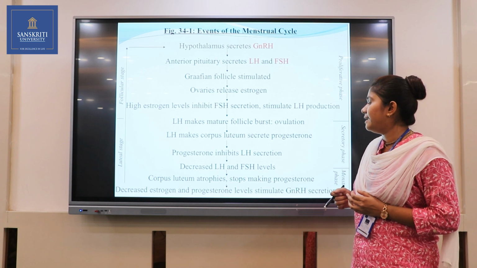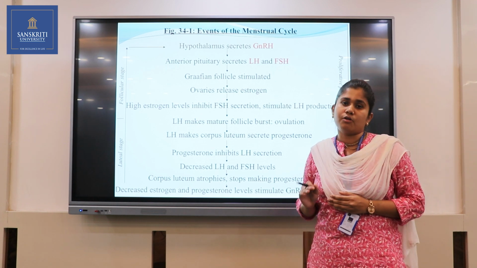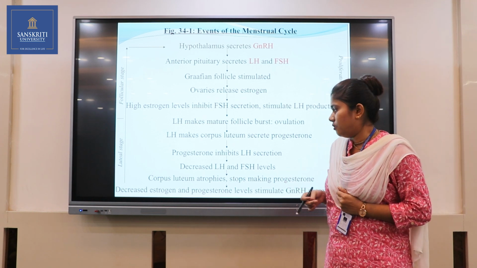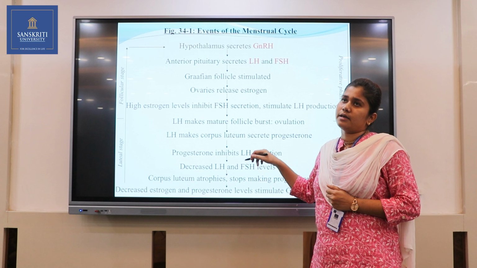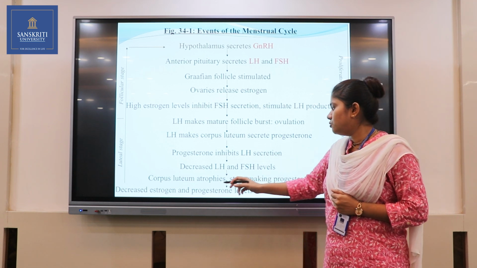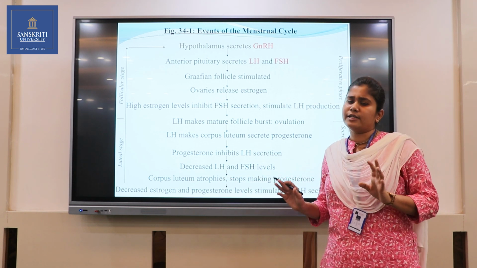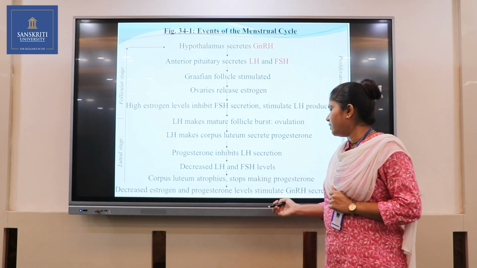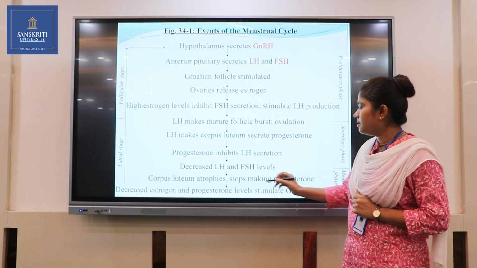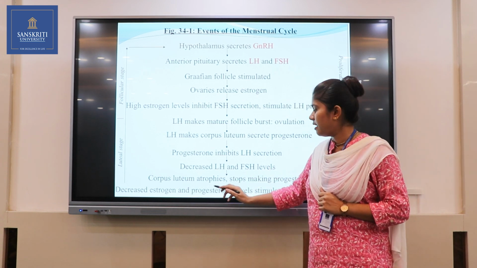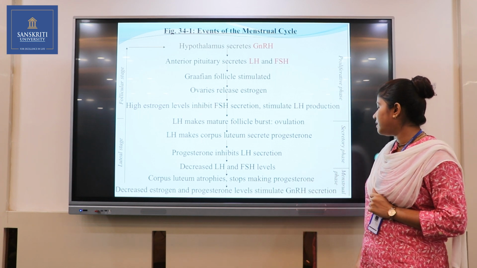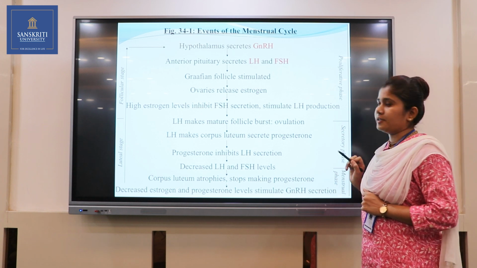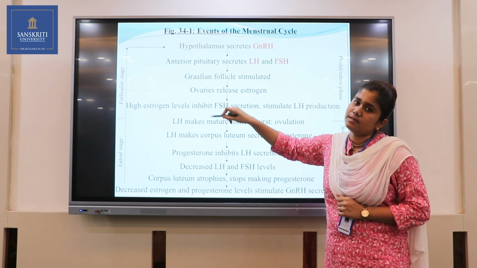Progesterone hormone inhibits the LH secretion, and the LH and FSH levels are decreased by the estrogen and progesterone. At this time the estrogen and progesterone are high. The corpus luteum atrophies when conception or fertilization does not occur, and it stops making progesterone. That leads to decreased estrogen and progesterone levels and stimulates the GnRH, gonadotropin releasing hormone, secretion. Okay, again the next cycle is started.